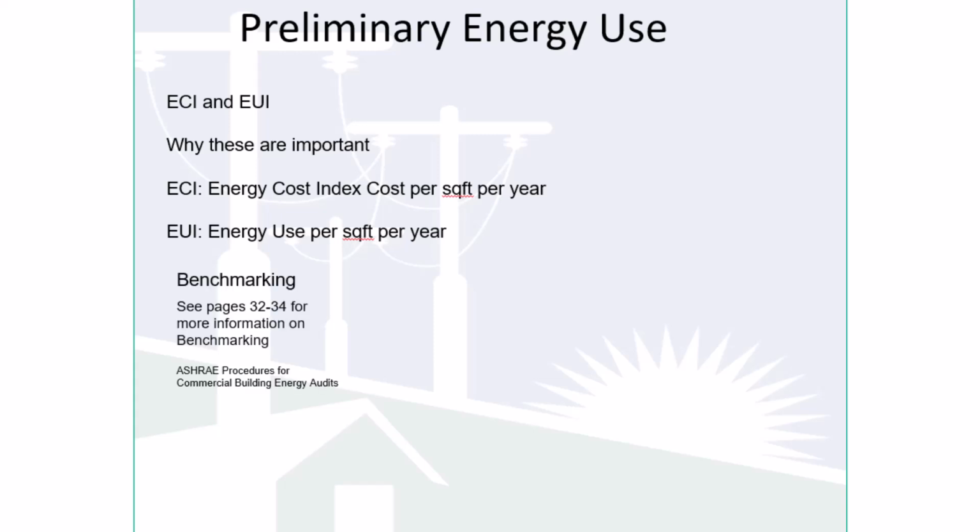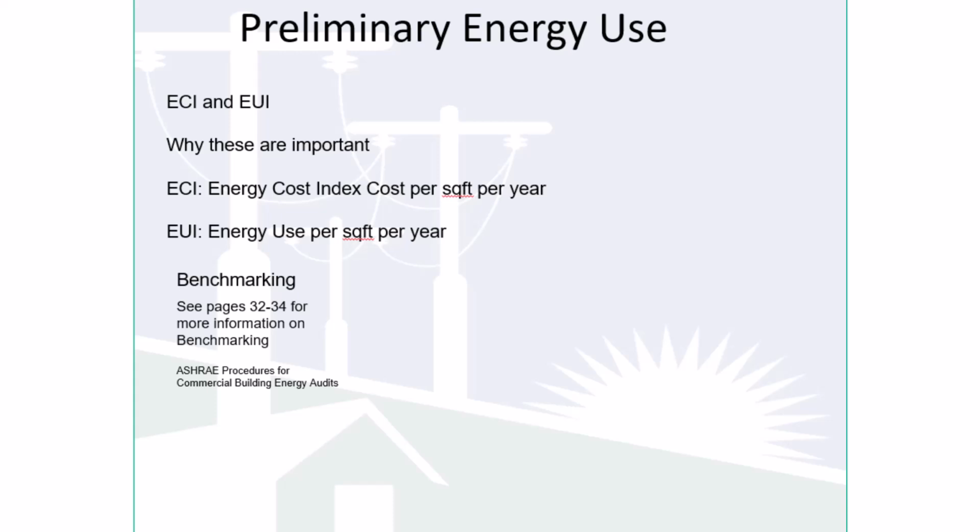This leads us to the topic of benchmarking. For those of you that are following along in the reference book, Procedures from ASHRAE, benchmarking is discussed on pages 32 to 34. Basically, what we are doing is creating an energy benchmark for the building. Benchmarks are established based on historical utility data and building characteristics, and they allow the building to be compared with similar buildings or for that building over a number of years.